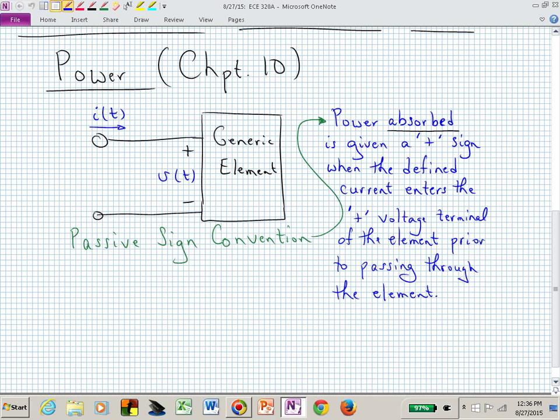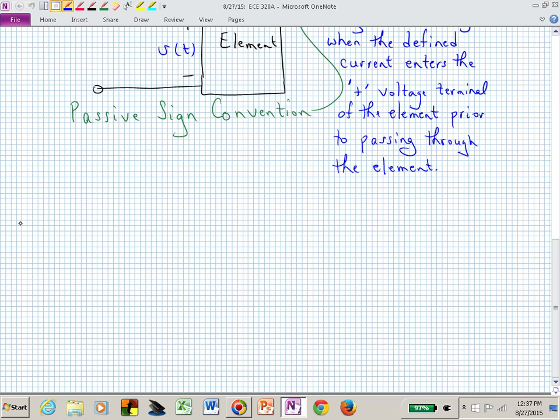Is that clear? We will just say the power absorbed will be positive if the current that we've labeled is going into the positive terminal of that device or that element. Let's now establish some notation.